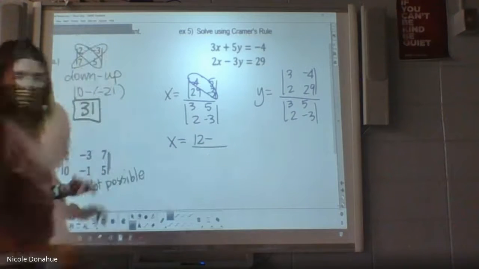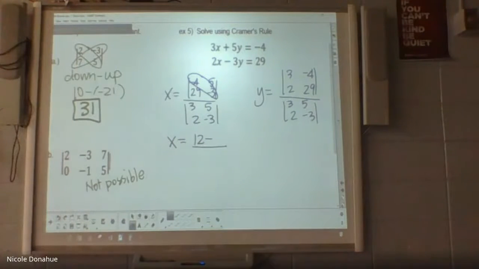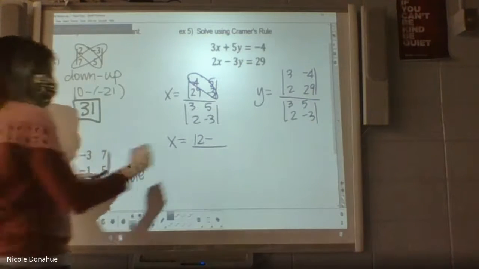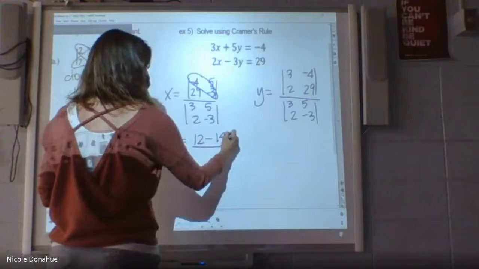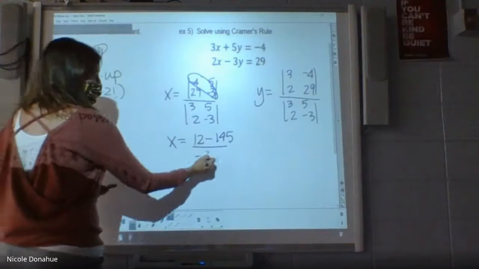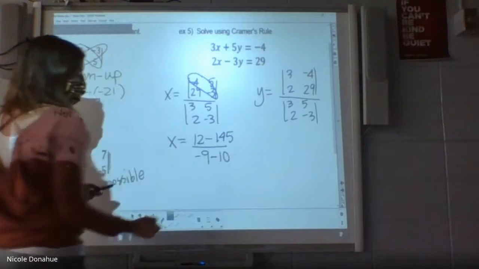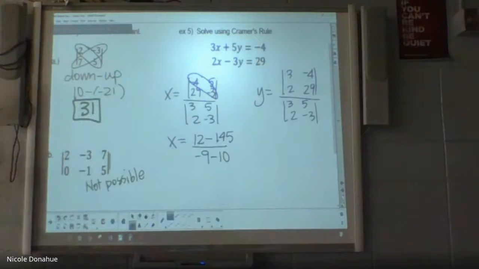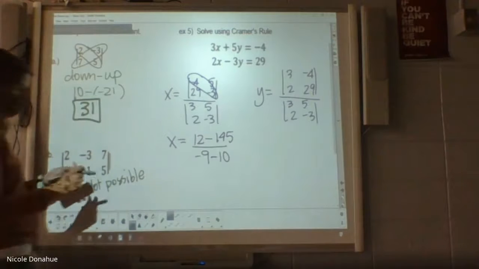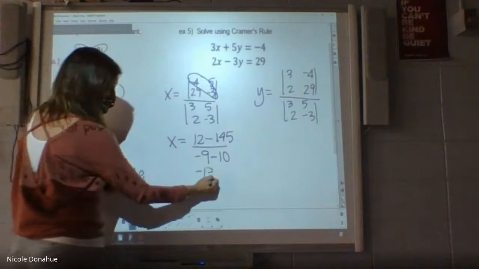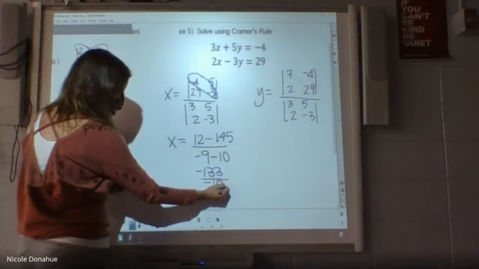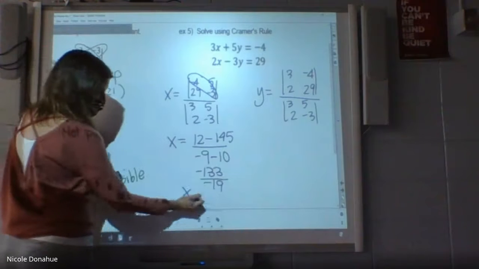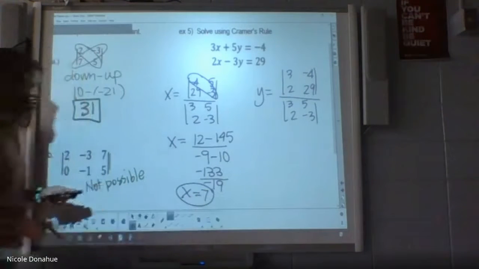So 12 minus, I don't trust any of my multiplication skills at this point, because I can't add. So 29 times 5 is 145. On the bottom, I have negative 9 minus 10. Is that right? Okay. So this is a negative 133 on top. This is a negative 19 on the bottom. So my x ends up being just 7.